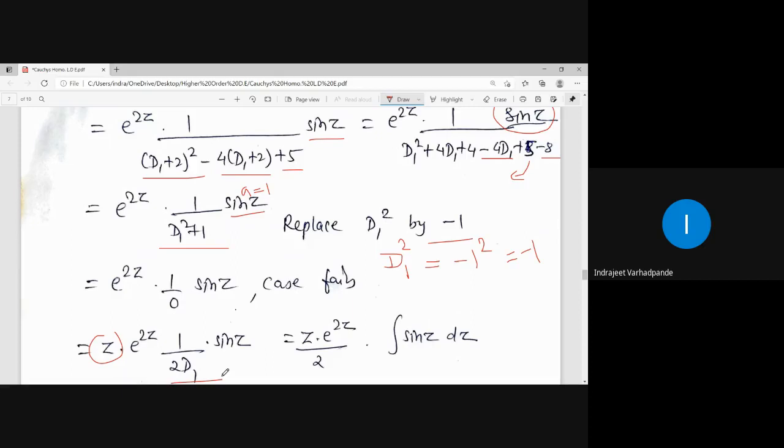Case fails, multiply by z, differentiate the denominator. The derivative of D1 square plus 1 will be 2D1. 1 upon D1 represents integration with respect to z.